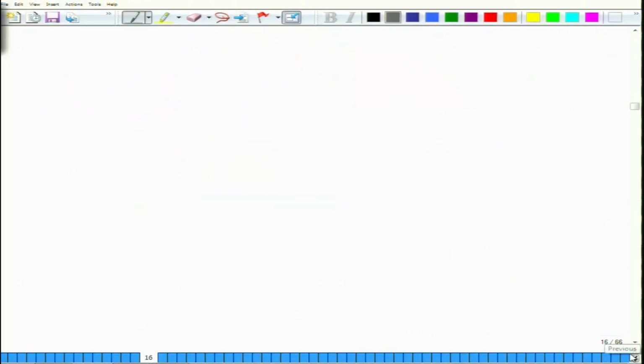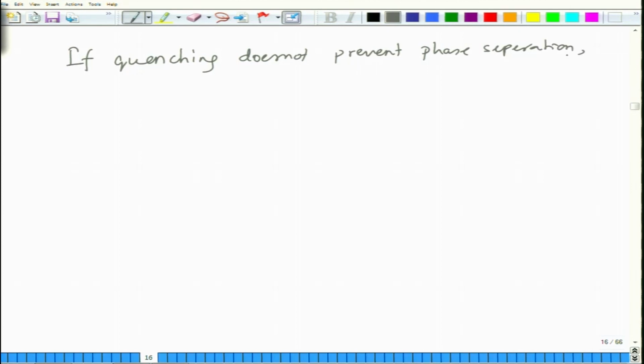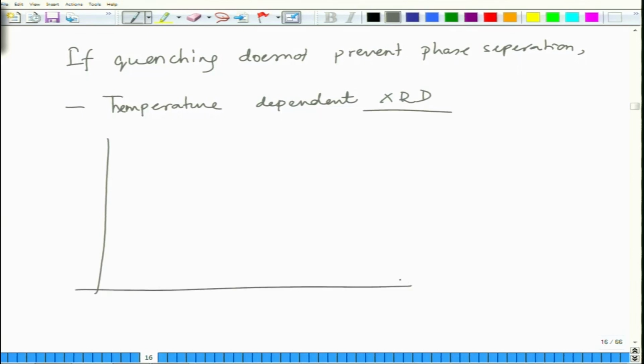However, if quenching does not prevent phase separation, which is stable at low temperature, then you need to do temperature dependent XRD. So basically you take an X-ray diffraction pattern. The X-ray diffraction pattern is 2 theta versus intensity. So let's say you have a pattern like this.